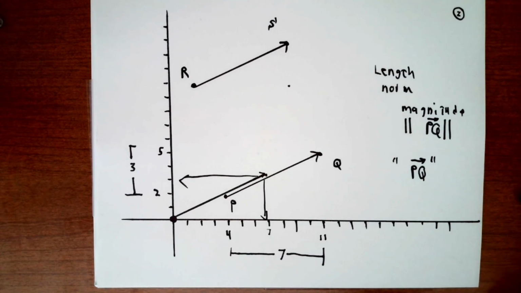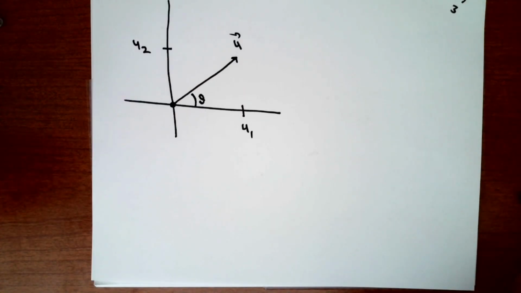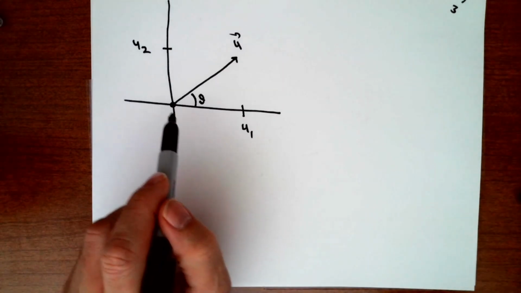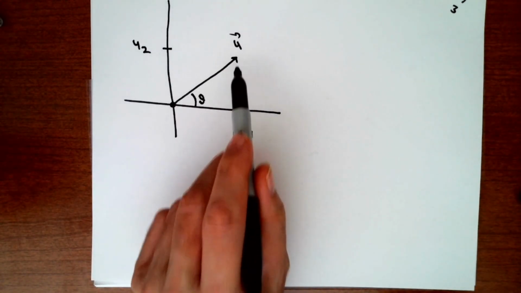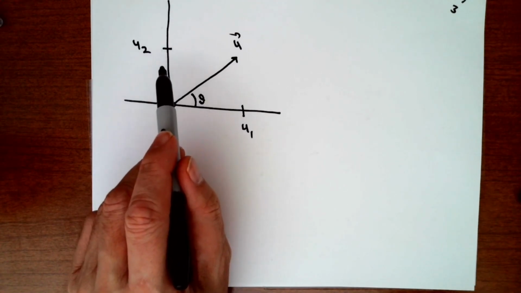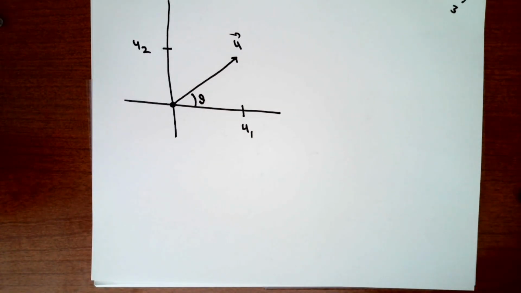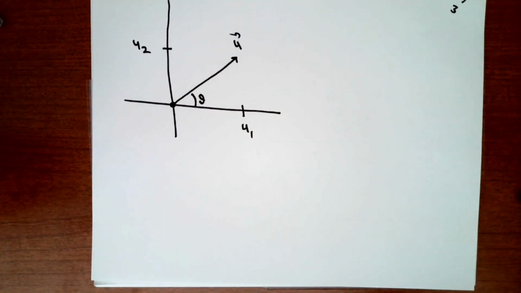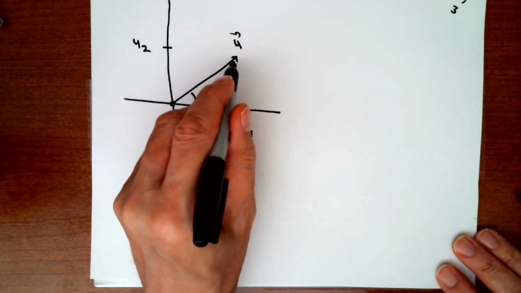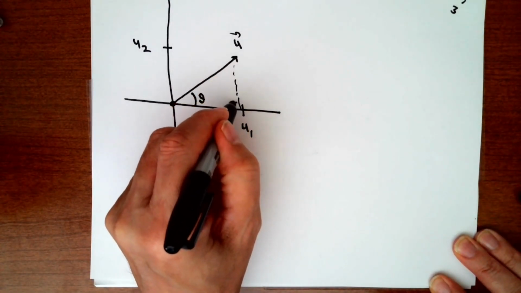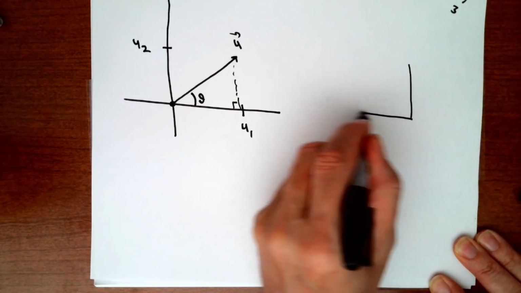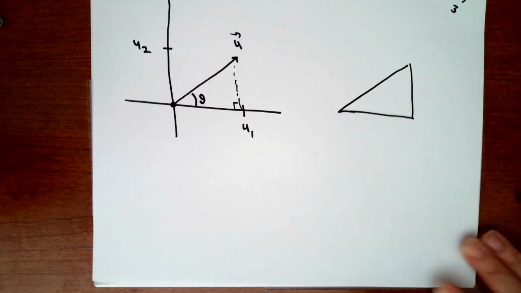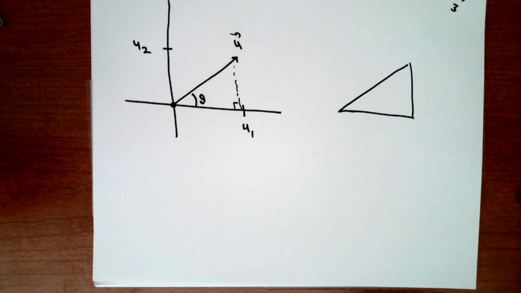Looking again at this vector u with its initial point at the origin and end point at x equal u1, y equal u2, I'll describe the angle that the vector makes with the positive x-axis as angle theta. I'll use this for the direction of the vector. If we form this right triangle, we can immediately figure some things out.